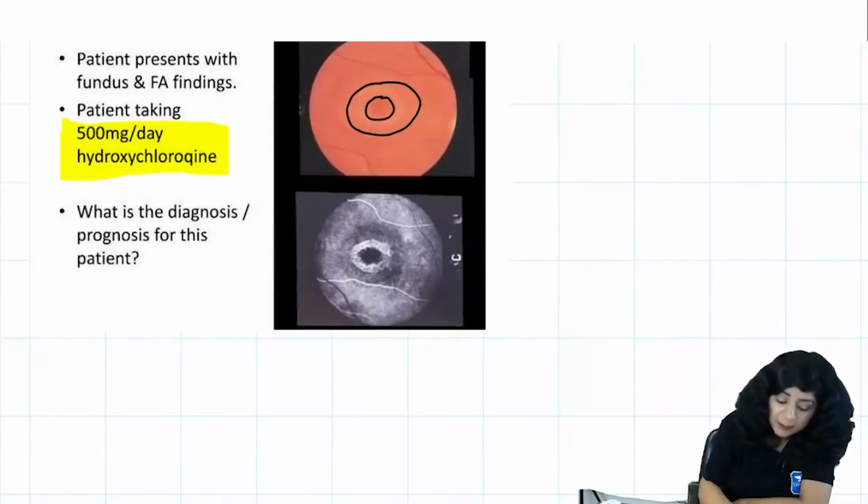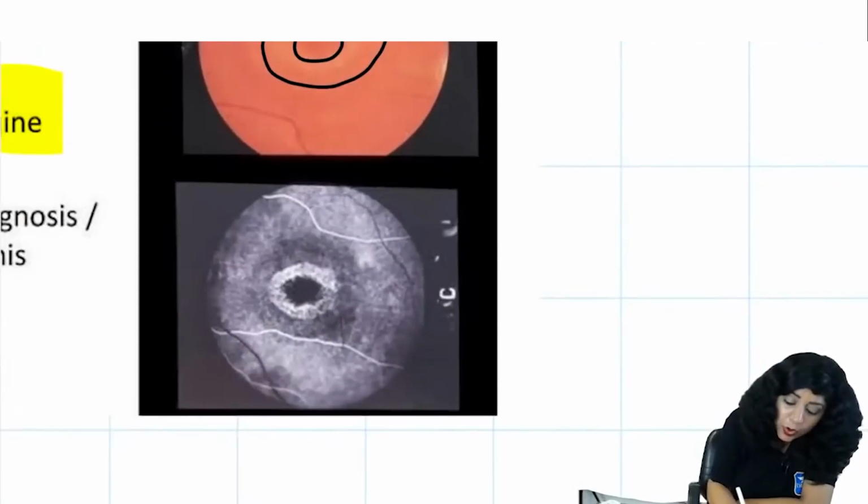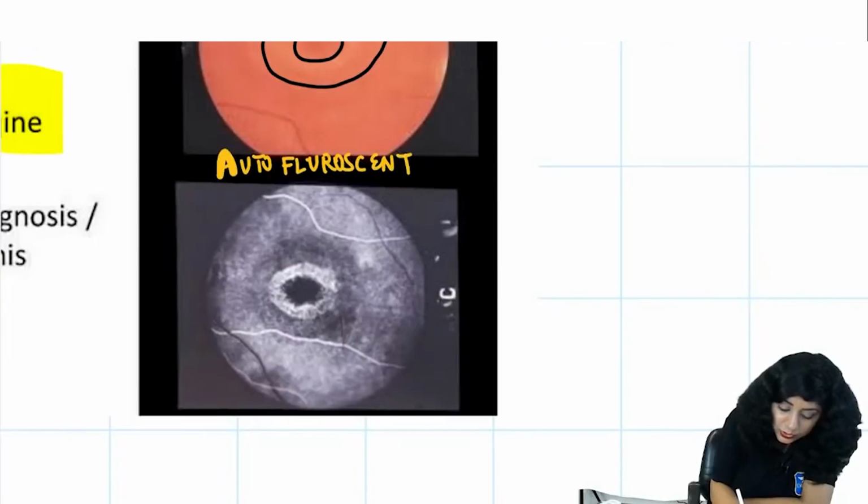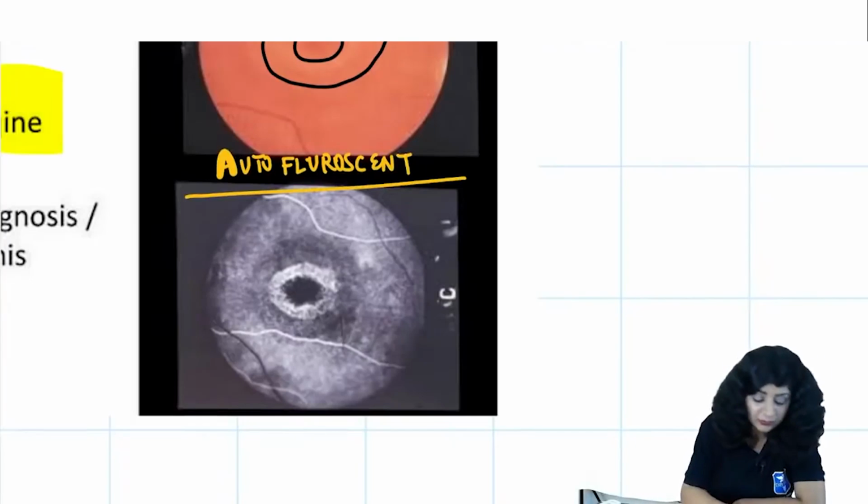We have this, and you can see this is your FFA finding, because this lesion is autofluorescent. This lesion is autofluorescent. So we can find out here also.